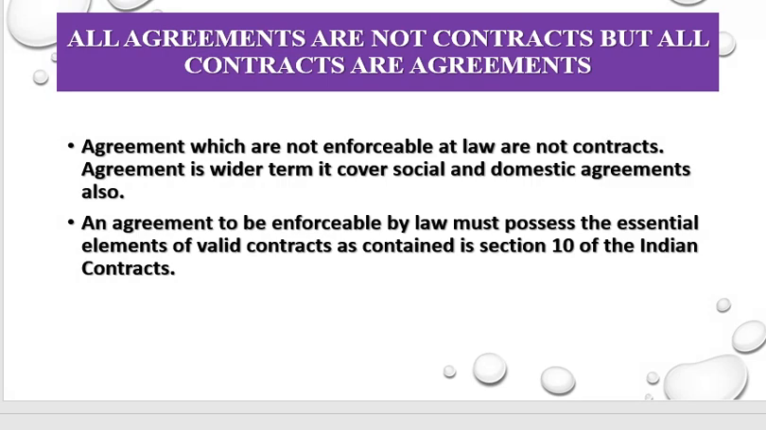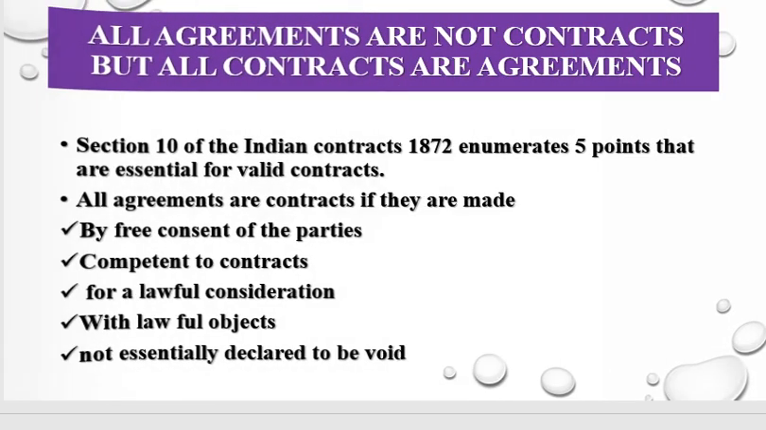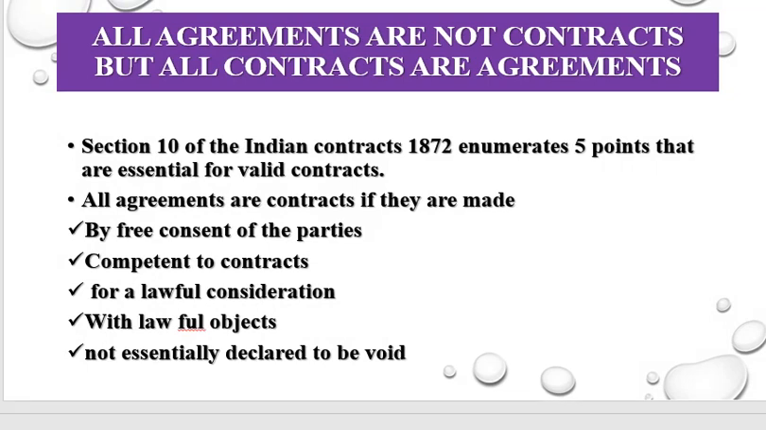So an agreement, to be enforceable by law, must possess the essential elements of a valid contract which are mentioned in section 10 of the Indian Contract Act. Section 10 of the Indian Contract Act 1872 enumerates the essentials. If they are present in the agreement, then it is called a valid contract. So all agreements are contracts if they are made by the free consent of the parties, competency to enter into contract, for lawful consideration, lawful object, and the agreement is not declared to be void.